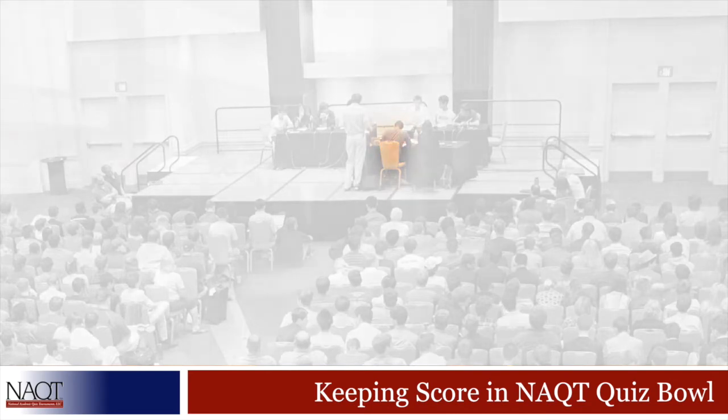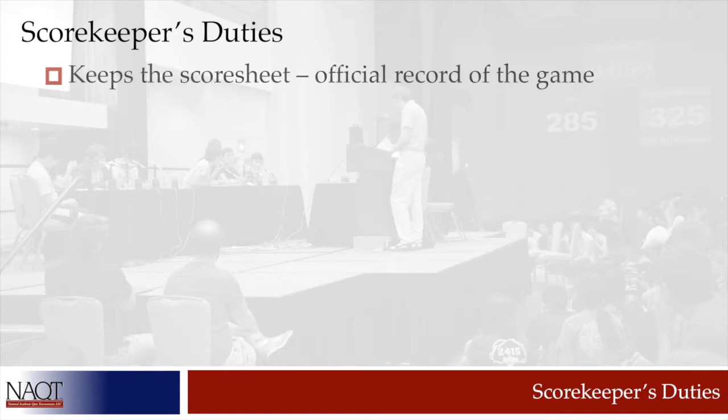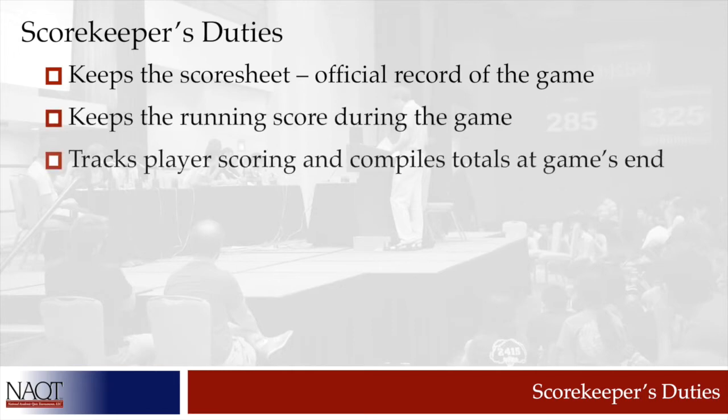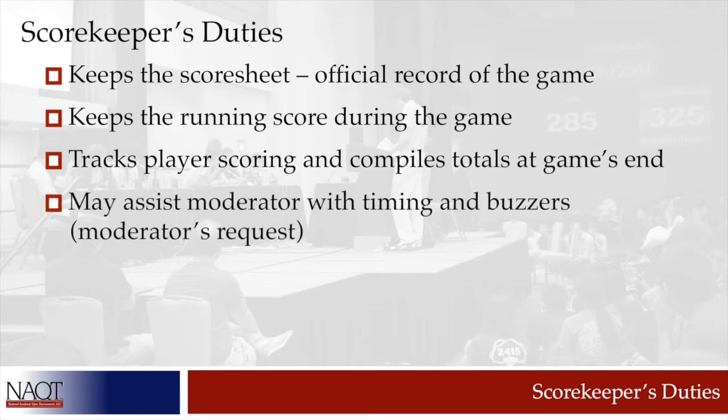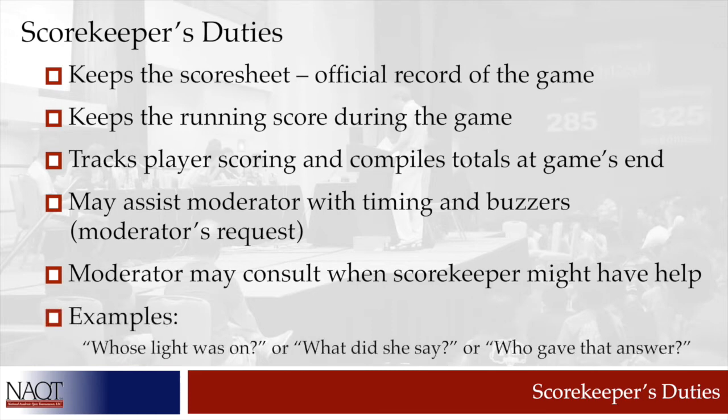The scorekeeper is one of the two game officials in NAQT matches. The scorekeeper's basic function is to keep the official record of the game on the official score sheet. This includes keeping a running score during the game, tracking player scoring and compiling totals at the end of the match, and assisting the moderator with timing and with buzzers when the moderator requests it. The moderator may also consult with the scorekeeper in circumstances where the scorekeeper's input could be useful, such as when the moderator is uncertain which player signaled or what answer a player gave.